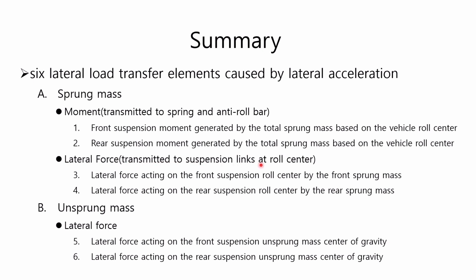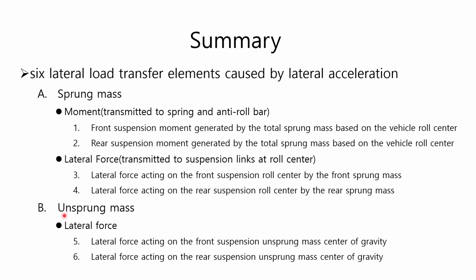to the suspension link. The moment transmitted to the spring and anti-roll bar can be further divided into the front suspension moment generated by the total sprung mass based on the vehicle roll center and the rear suspension moment generated by the total sprung mass based on the vehicle roll center. On the other hand, the lateral force transmitted to the suspension link can be divided into the lateral force acting on the front suspension roll center by the front sprung mass supported by the front suspension and the lateral force acting on the rear suspension roll center by the rear sprung mass supported by the rear suspension.